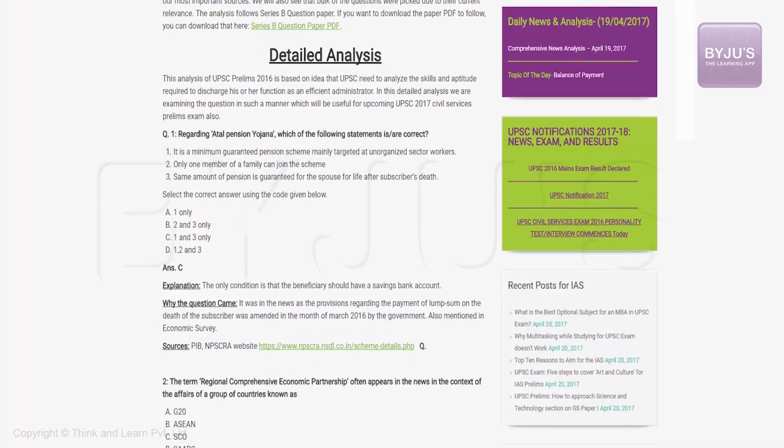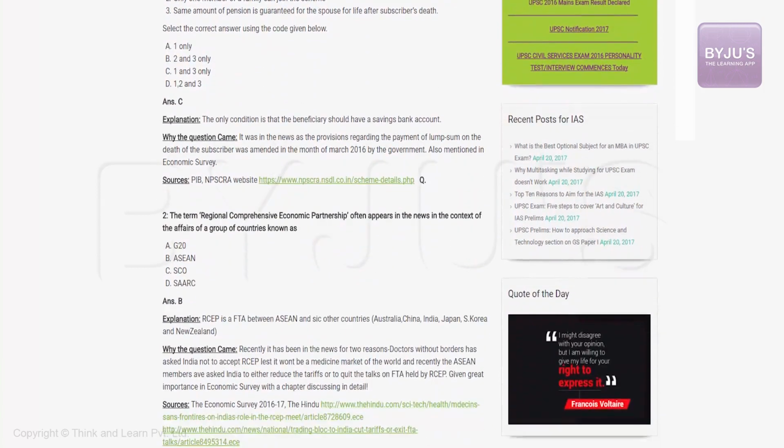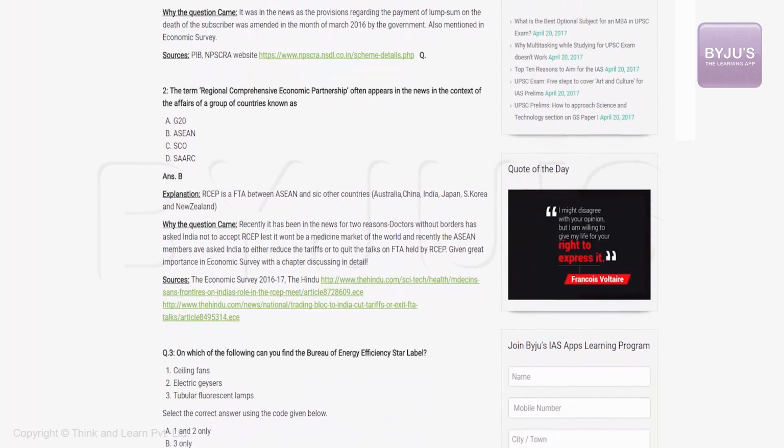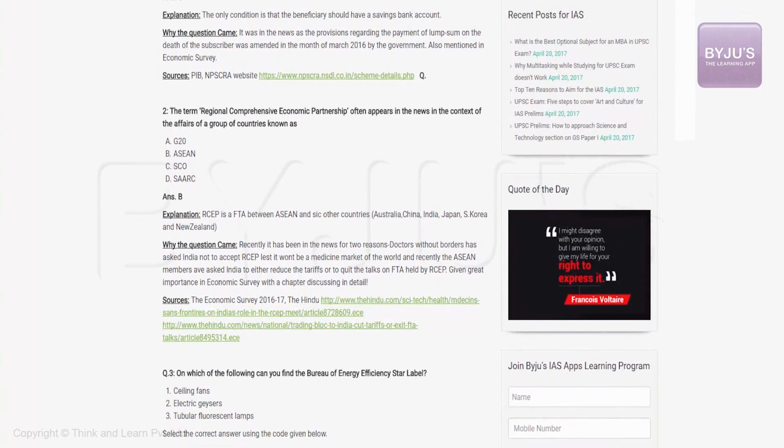Okay. Next question. Coming to the next question. The Bureau of Energy Efficiency Star label is found on which of the following? Ceiling fans, electric geysers, tubular fluorescent lamps, etc. So you have 4 options here: 1 and 2, 3, 2 and 3, 1, 2, 3. Now logic tells us that it should be there on all of these. Now fans, if you've seen the advertisement, you know star rating is there. In geysers, you would have seen the label. If you have a geyser at home, you would have seen the label and you would know star rating is there. And in fluorescent lamps also normally star rating is there.